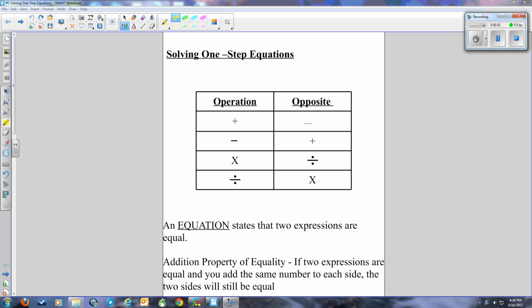Today we're going to be talking about solving one-step equations. The key to solving equations is remembering that every operation has an opposite operation. The opposite of addition is subtraction. The opposite of subtraction is addition. The opposite of multiplication is division. And the opposite of division is multiplication.